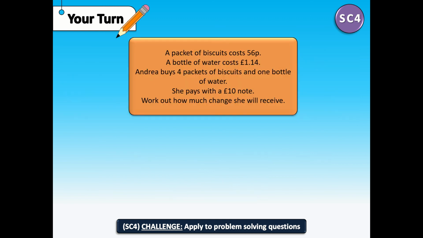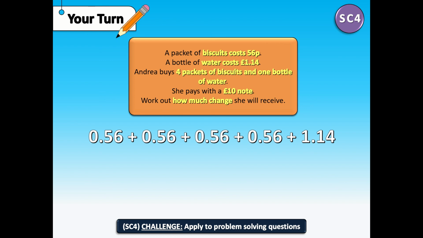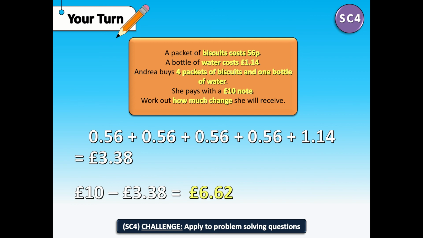For the amber question, we highlight the key information first. So we want 4 packs of biscuits and 1 bottle of water. So if we add those together, Andrea spends £3.38, and if she pays with a £10 note, she should get £6.62 change.